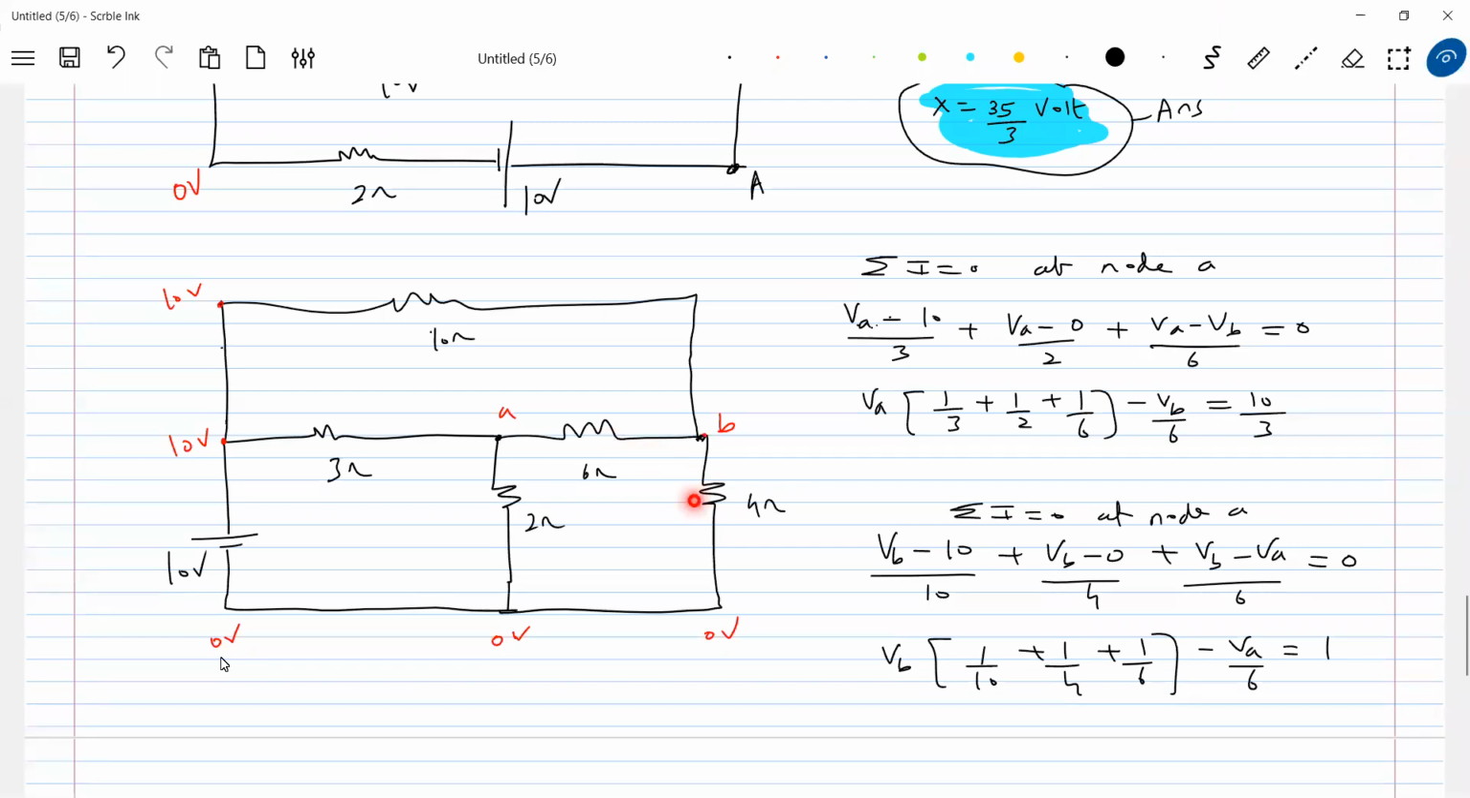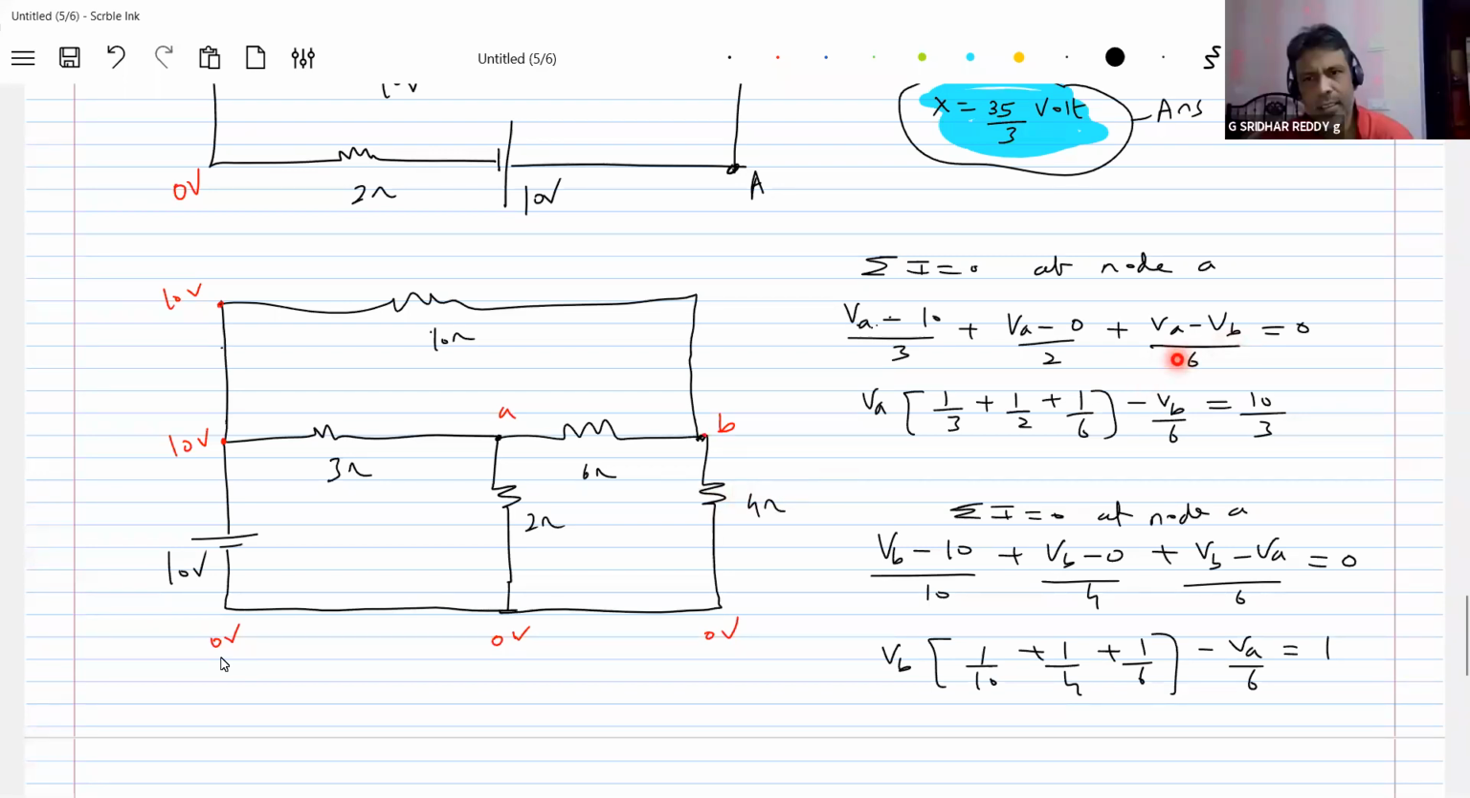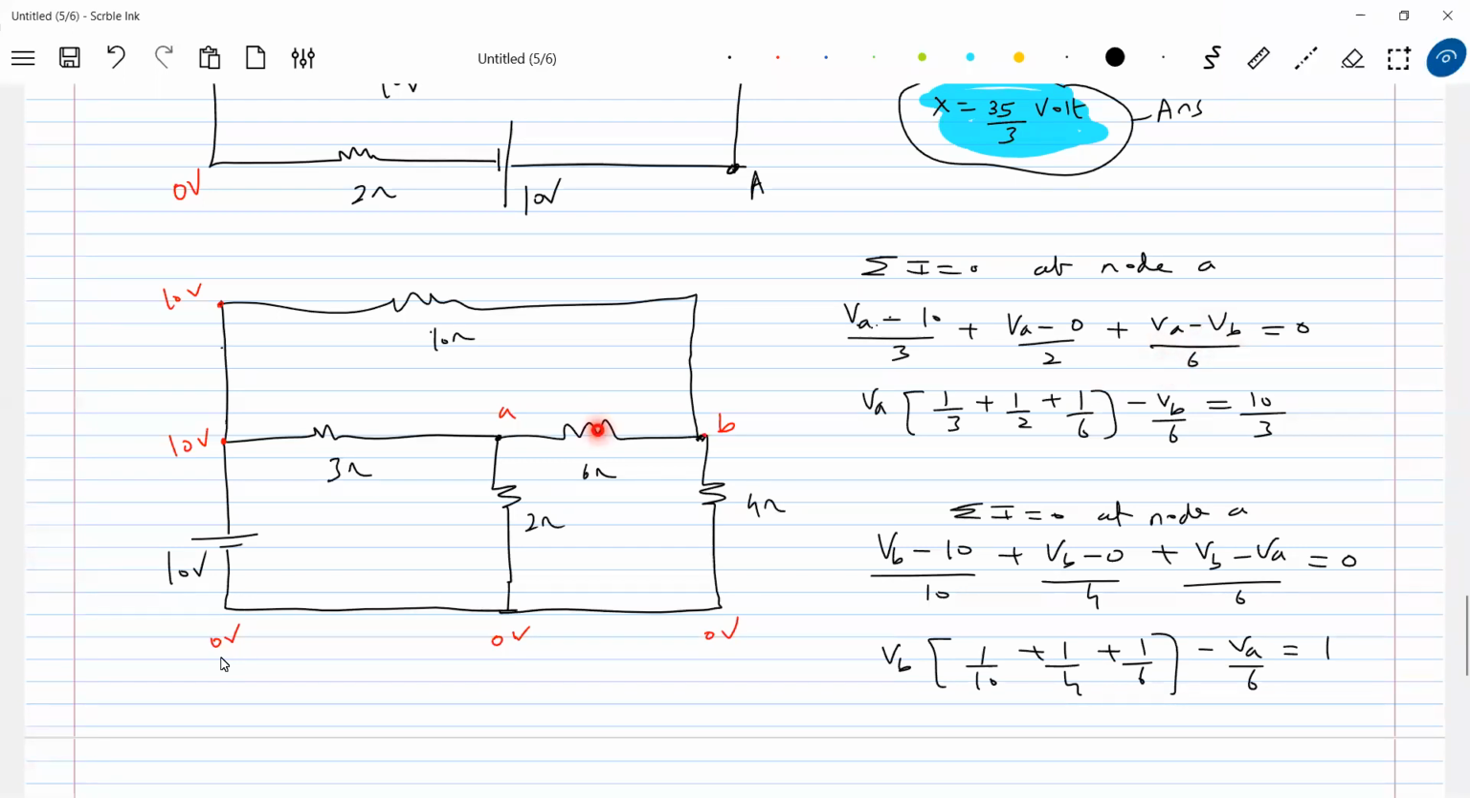Okay, sir. We can write one more extra term then, like from A, B and to 0 volts, and A, B and going up with the 10 ohm resistor to the 10 volt. That's what I did here. So the current in these two, 6 ohm and 4 ohm, will be different.